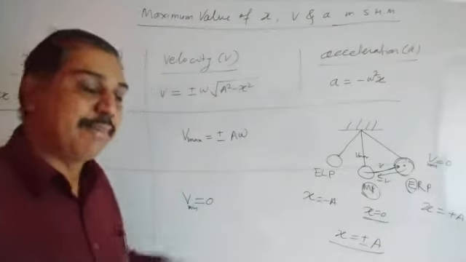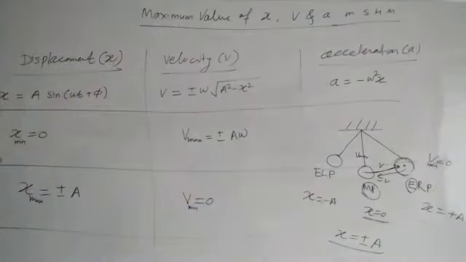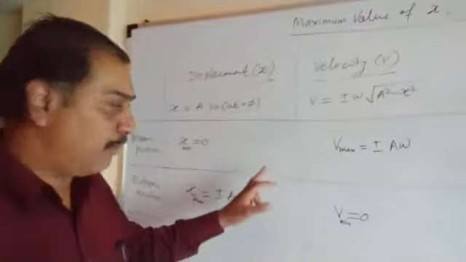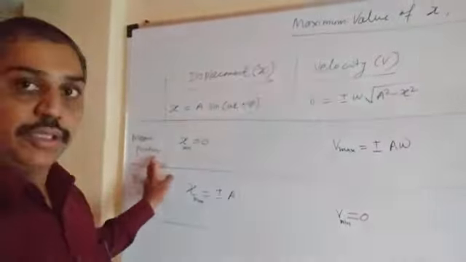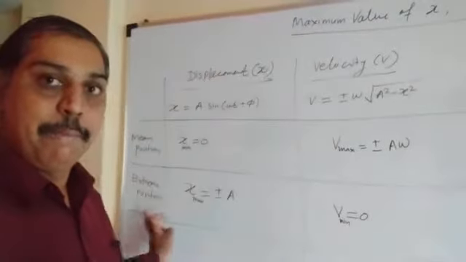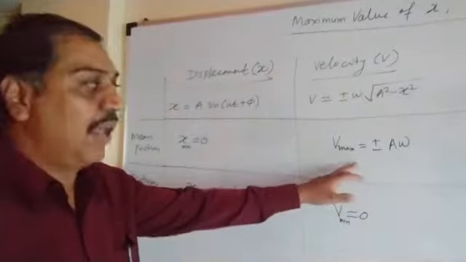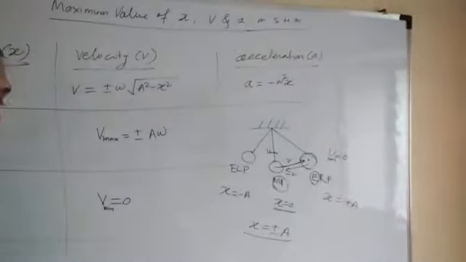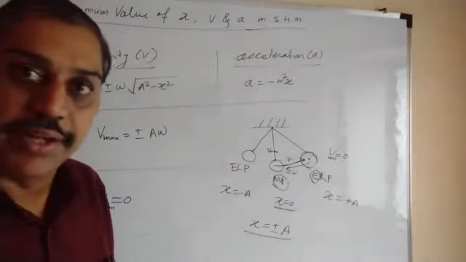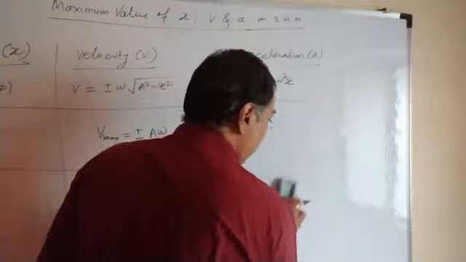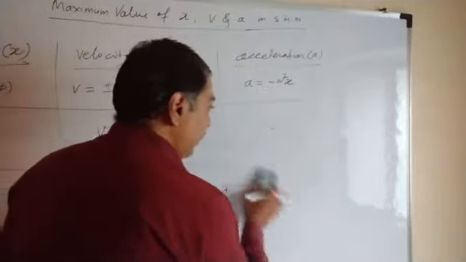So velocity is maximum at the mean position, okay, and velocity is minimum at extreme position. Minimum value is 0, maximum value is plus minus a omega. Similarly, you can find out the equation for acceleration. So I will rub this part, just find out the maximum acceleration and minimum acceleration.